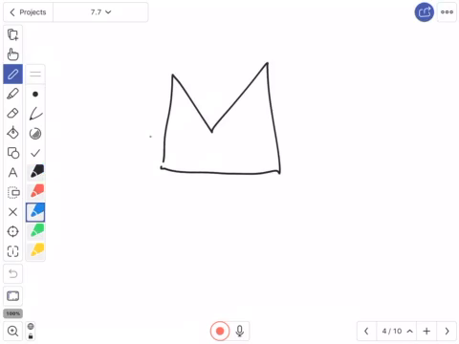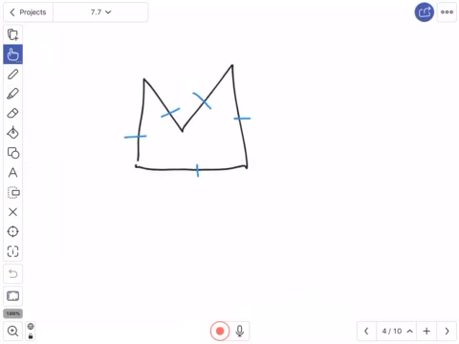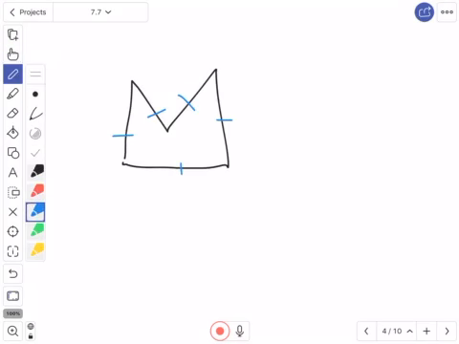And I'm going to count my sides. 1, 2, 3, 4, 5. Okay. So there's 5 sides. Let's count the vertices next. Remember, a vertex is a corner where 2 lines meet to form a point. When you have 2 or more, then you call them vertices. So 1, 2, 3, 4, 5.